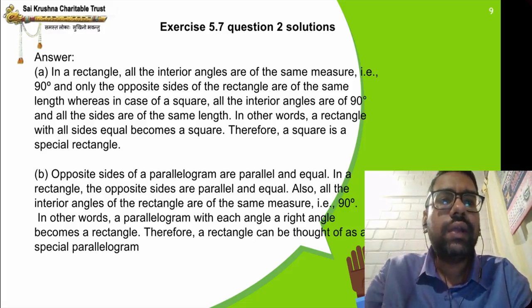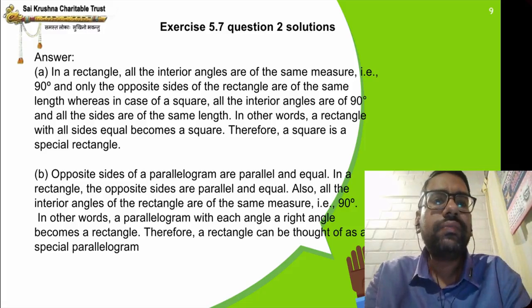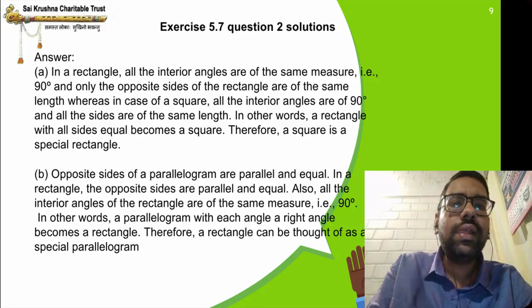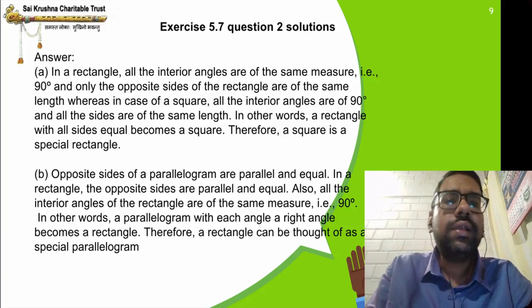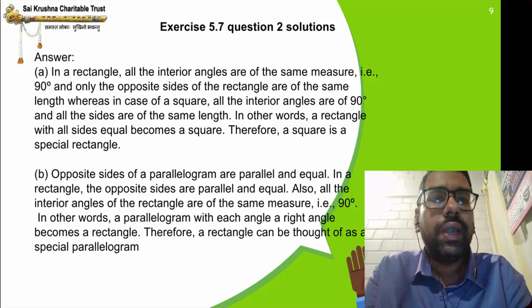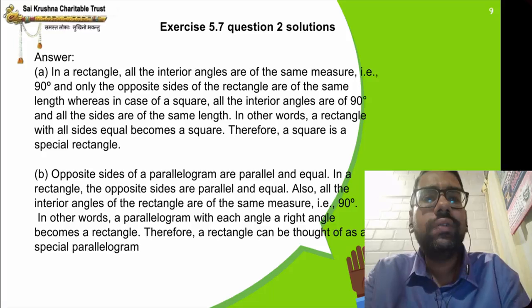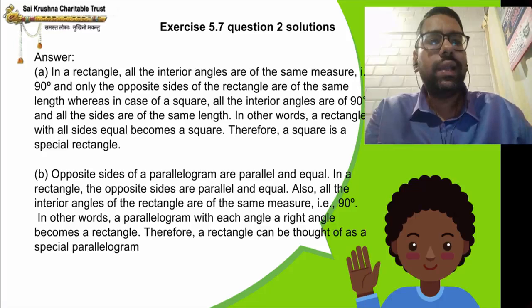In other words, a rectangle with all sides equal becomes a square. Therefore, a square is a special rectangle. A rectangle with all sides equal will become a square because the square's property is what? All sides are equal. Therefore, a square is a special rectangle.